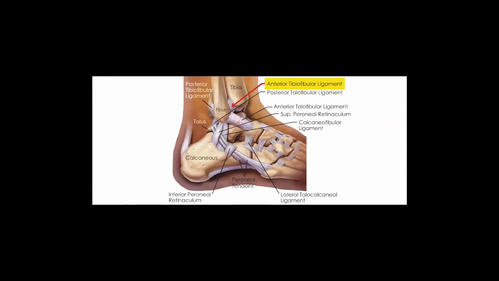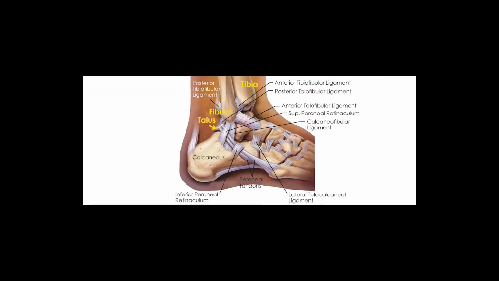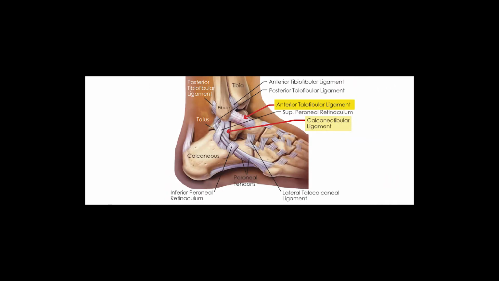The ligament, called the anterior talofibular ligament, is part of the lateral collateral ligament complex of the ankle. Its role is to stabilize the talus, which is the small bone that sits between the heel bone, also called the calcaneus, and the two bones of the lower leg, the tibia and fibula. The most commonly injured ligament is the anterior talofibular ligament, followed by the calcaneofibular ligament.